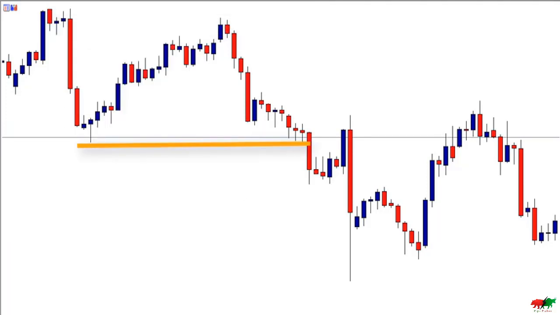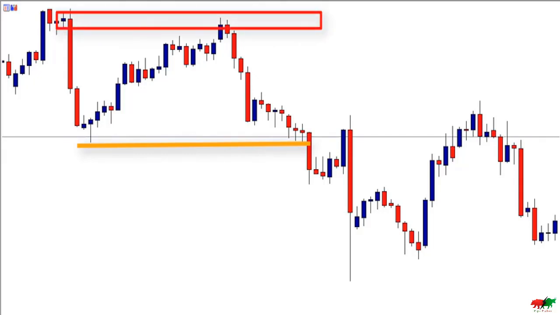The basing candle is this doji candlestick. So to draw the zone, you draw the proximal line at the lower shadow and the distal line at the upper shadow to get this potential supply zone.